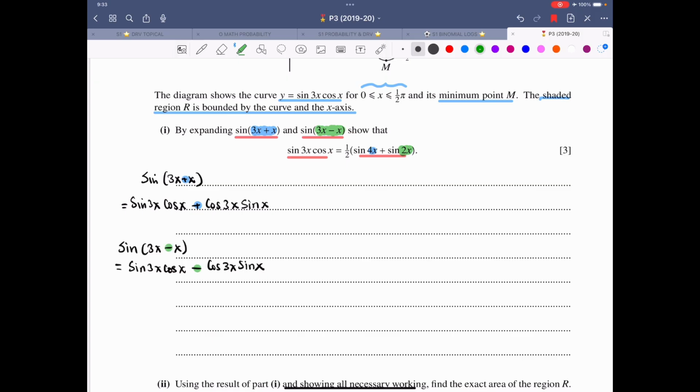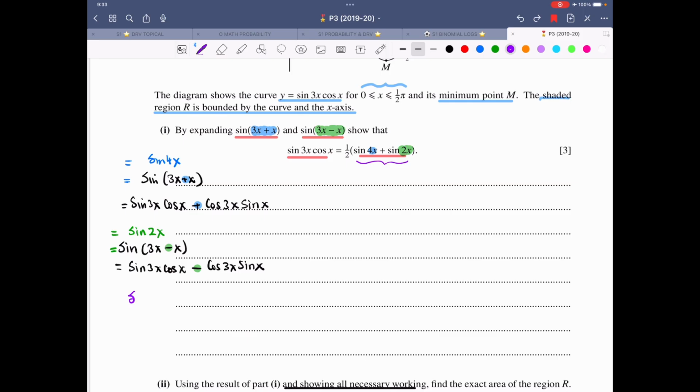Now let me add one other thing over here. This sine 3x plus x is actually sine of 4x. And sine bracket 3x minus x is sine of 2x. So now what am I supposed to do? Add these two and halve it. Take the half of it.